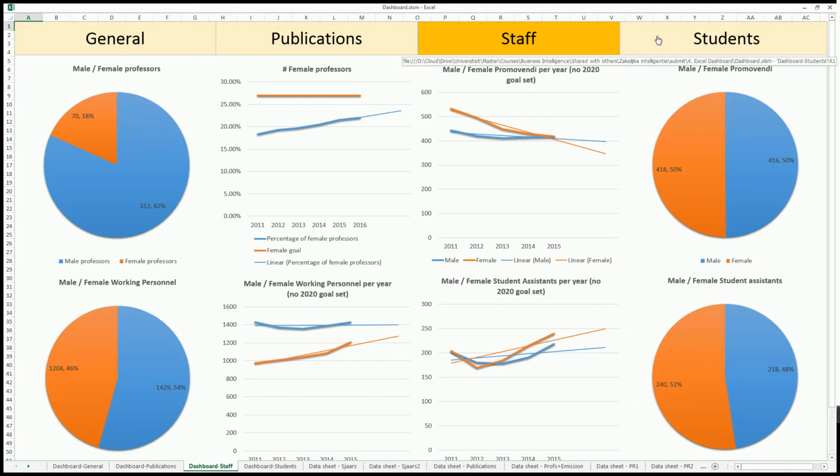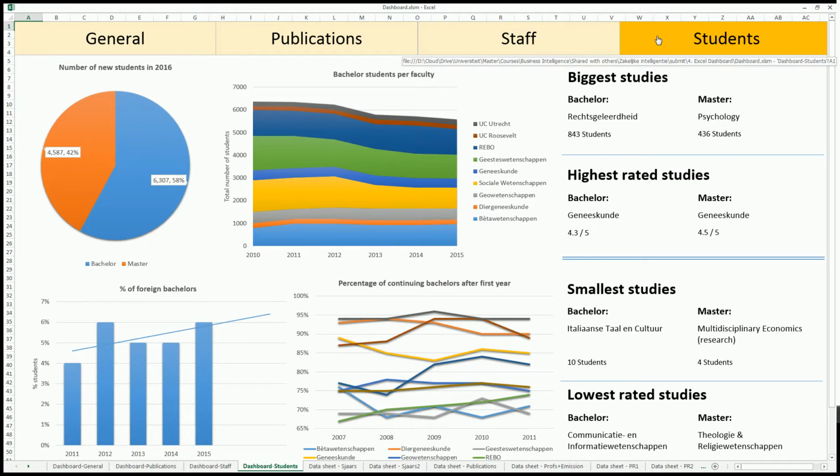Moving on to the last tab, the students tab, which is the staff and the researchers of the future. It all starts with the students, so we need to make sure that everything goes well with them. And this all starts at the beginning, which is the new students. As we can see, in 2016, 4,500 new master students and 6,300 new bachelor students, which is amazing.